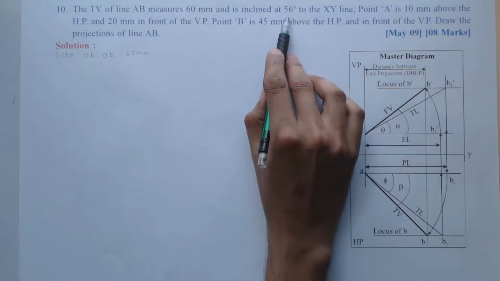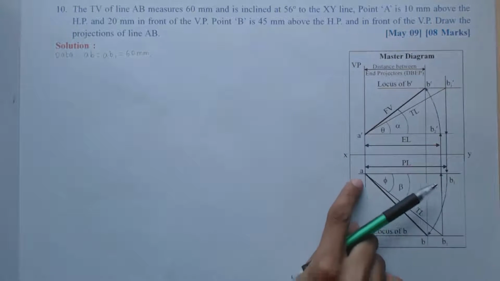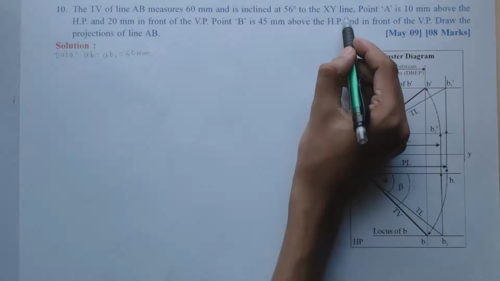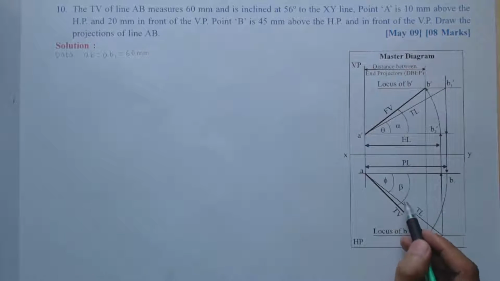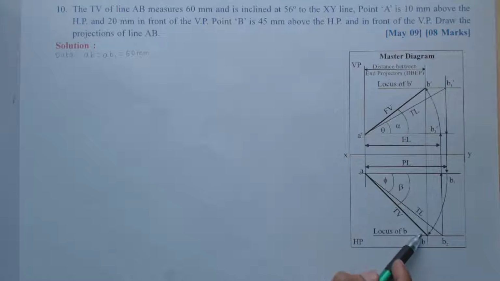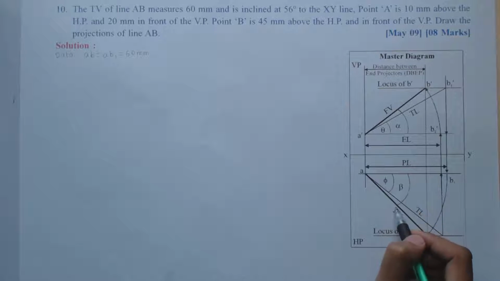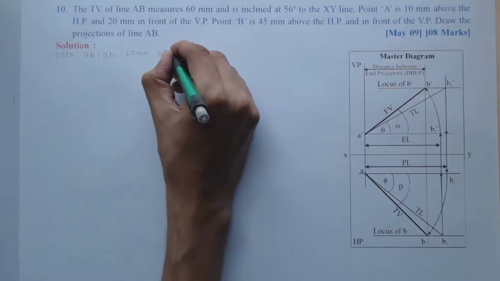And this angle 56 degrees is given for the top view, meaning the angle made by AB with the XY line. It is the apparent angle, and from the master diagram the notation is beta. So the angle of top view AB with the XY line is beta. So data is given for beta, 56 degrees.